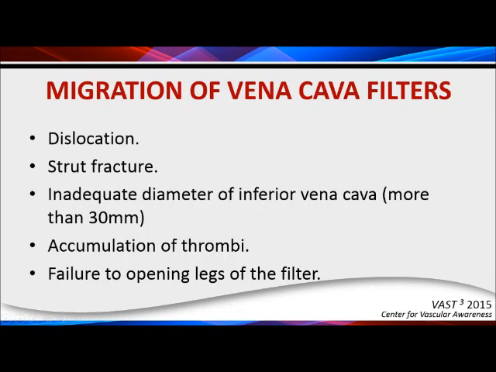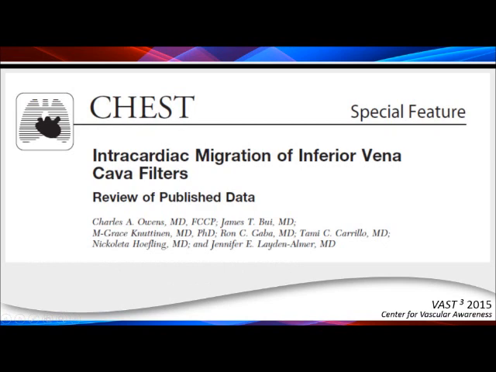What is the etiology of migration of Vena Cava filters? Dislocation, strut fracture, inadequate diameter of inferior Vena Cava, more than 30 millimeters, accumulation of thrombi, and failure to open the legs of the filter. In CHEST, we found a paper.